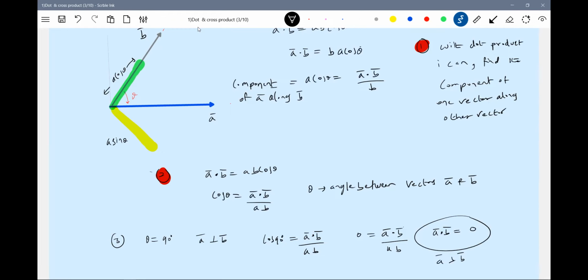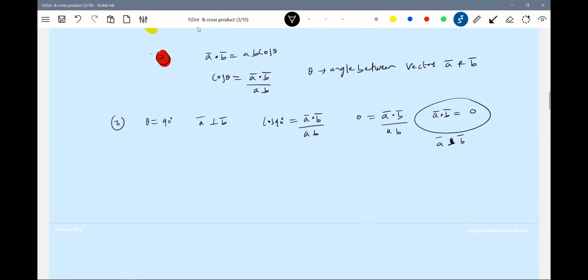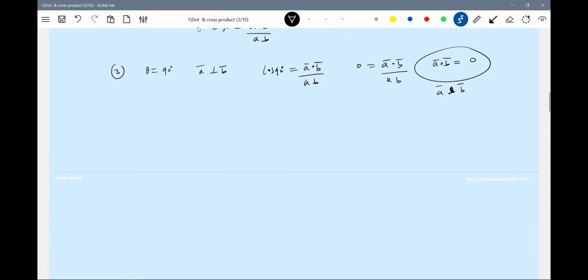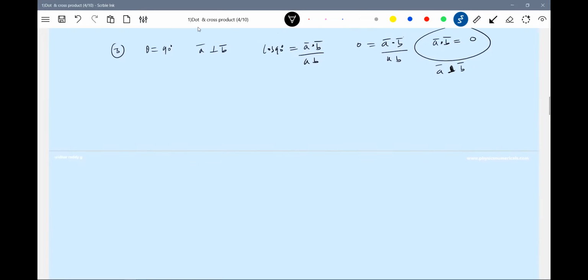Are you sure, sir? Yes, I'm sure. I'll give examples. So what are the examples? Let me take the rectangular coordinate axes. This will be the x-axis, y-axis, z-axis.